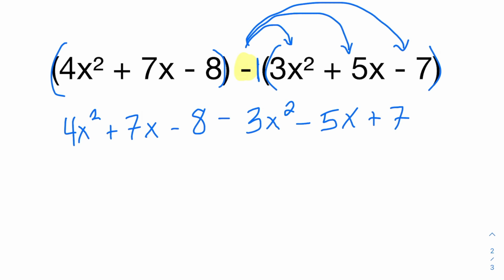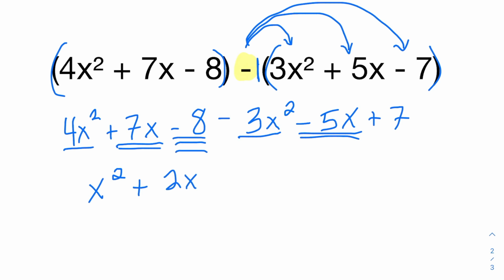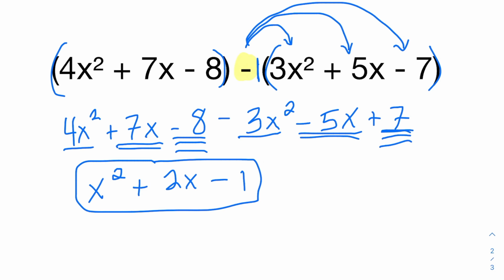And so even though the two original polynomials were the same, by changing that plus to a minus, we'll see that we'll get quite a different result. Let's combine like terms. We have our x squared terms. We have the 4x squared, and we have the negative 3x squared. So 4 minus 3 is 1. So that would be 1x squared, which we can just write as x squared. Positive 7x and negative 5x will give us a positive 2x. Negative 8 and positive 7 will give us a negative 1. And that will be our final answer for this subtraction of polynomials.